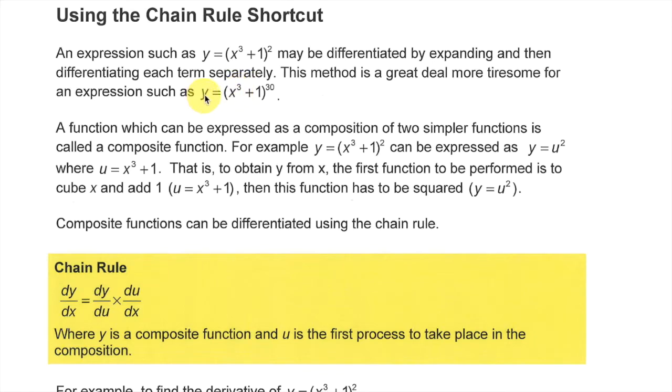However, if we consider y equals (x cubed plus 1) raised to the power of 30, expanding this out would be a massive task. Fortunately, there's a technique that can help us differentiate these kinds of expressions, and that technique is known as the chain rule.